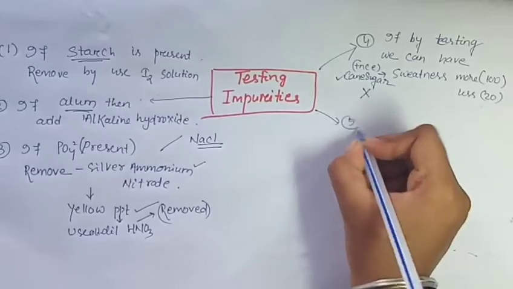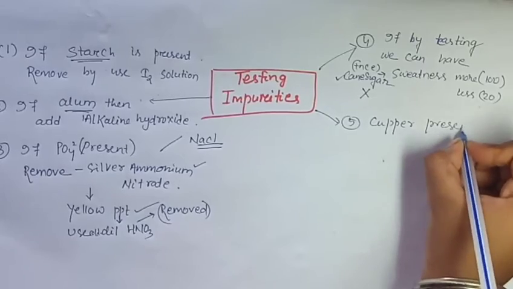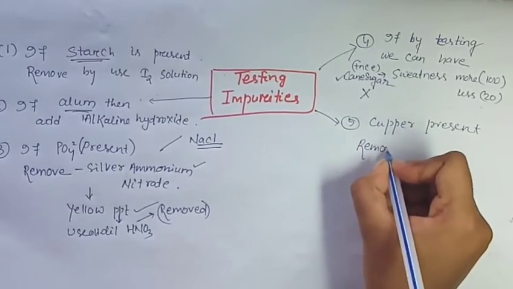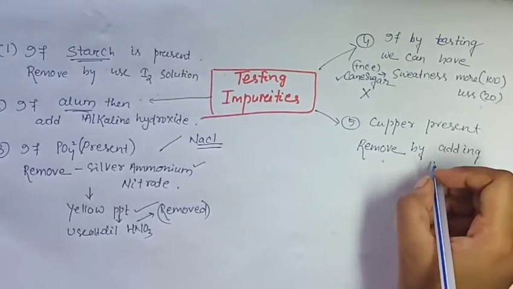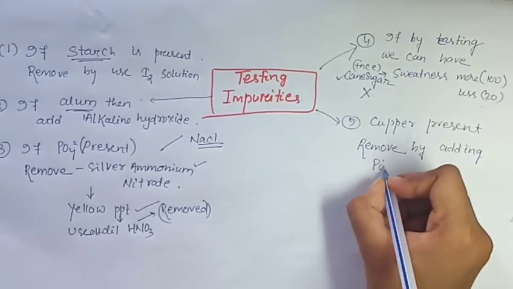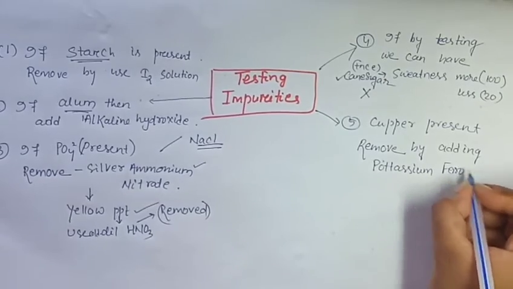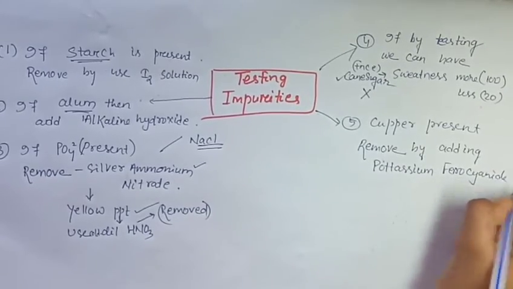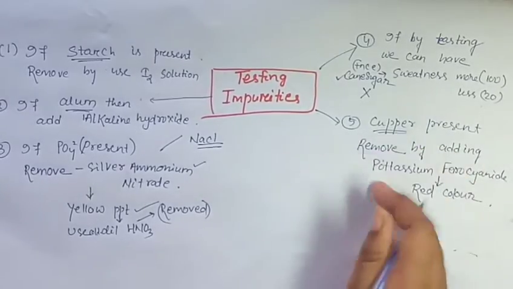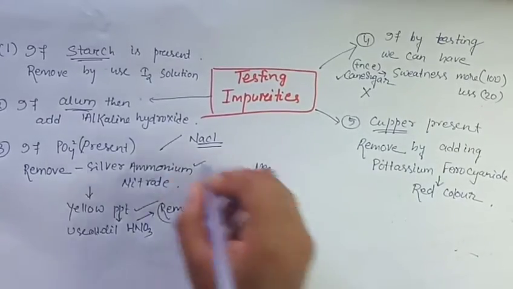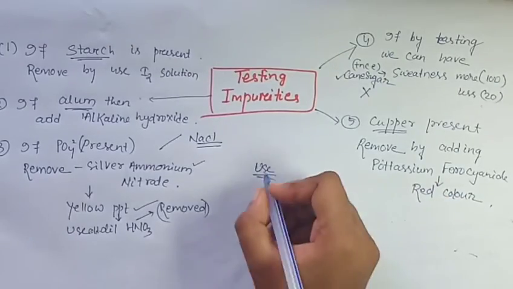And the last thing, if copper is present, then we test by adding potassium ferrocyanide, which causes a red color solution, so that we can find that copper is present. Now in these 5 points, we have covered the testing of the major impurities if they are present.